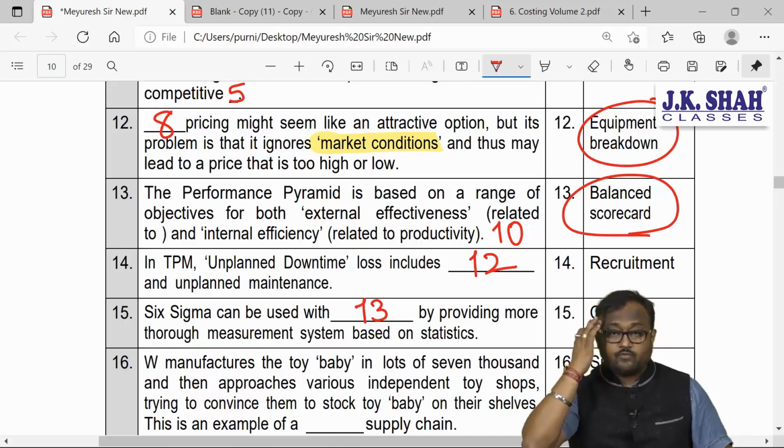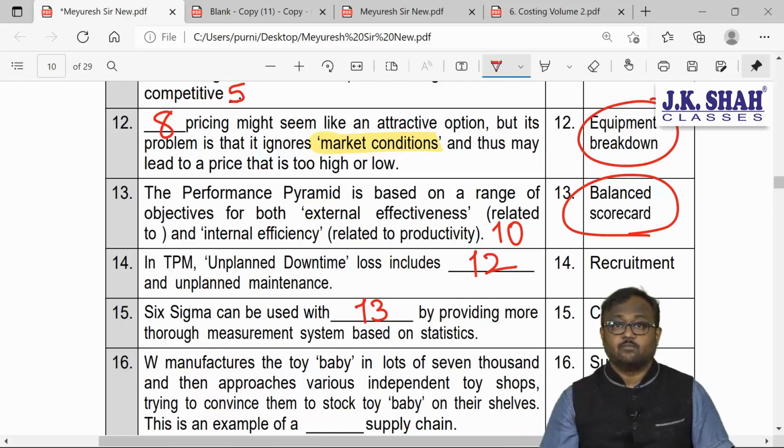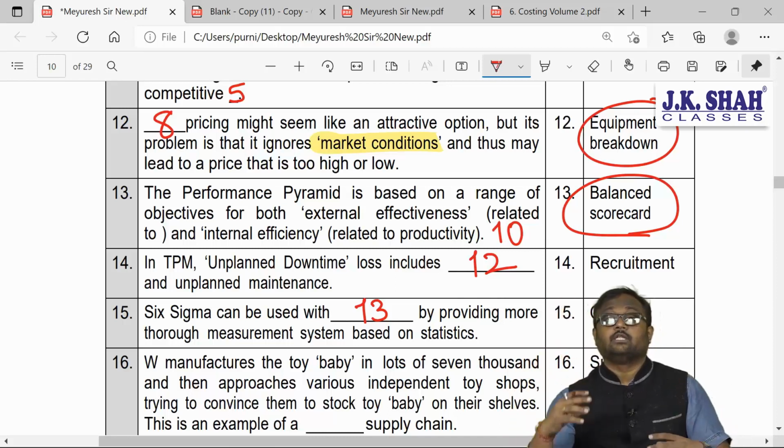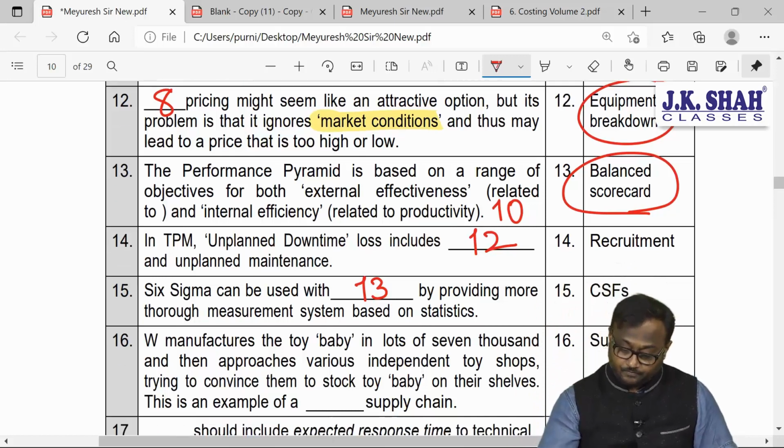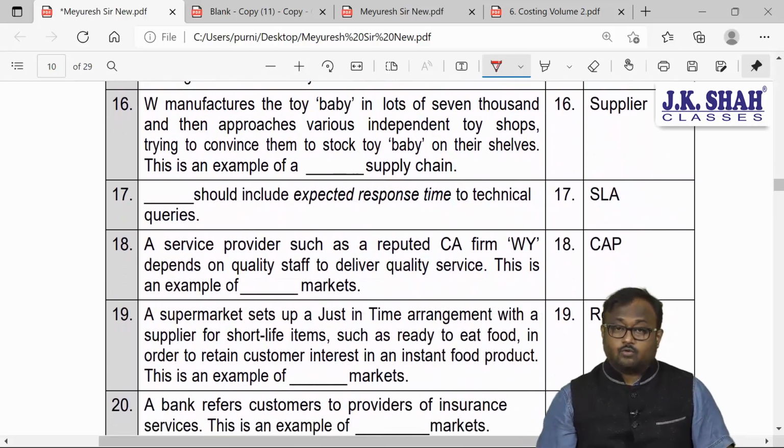So Six Sigma will always tell you the defects, and the defects can be in any of the segments, and those segments can be improved. So balanced scorecard will give you evaluation, and Six Sigma can be used to improve those defects if there is any in those departments. 16.